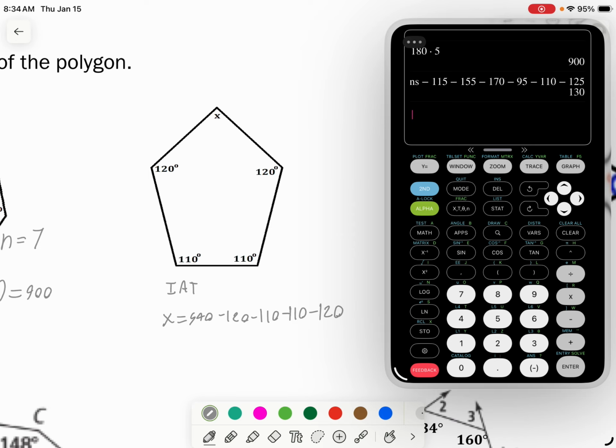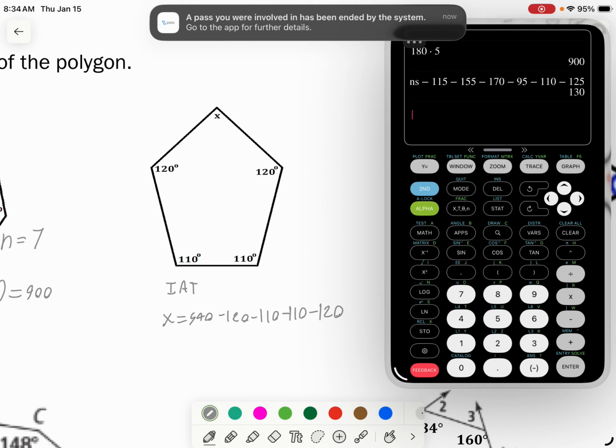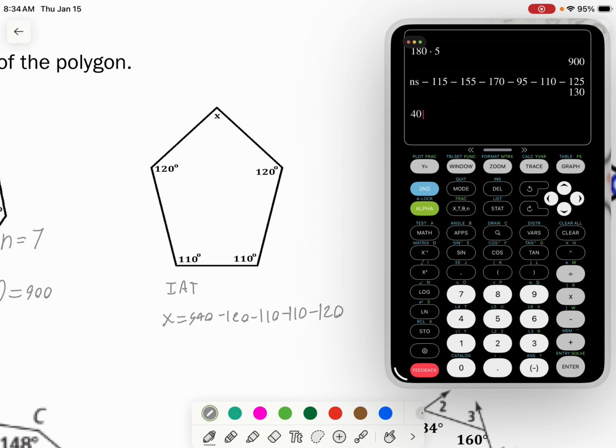And you notice how it's subtracting 110 twice and 120 twice. So I can do that like this. 540 minus 120 times 2 minus 110 times 2. Oh, it did. There we go, times 2. Enter.